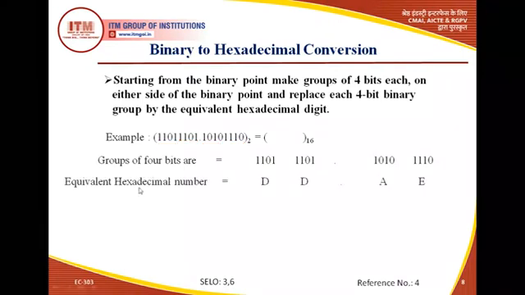So the hexadecimal equivalent of 1011 is B, of 1101 is D, of 1010 is A, and of 1110 is E. So the hexadecimal equivalent of the given binary number is BDAE. Okay. So in such a manner we can convert a binary number into a hexadecimal number.